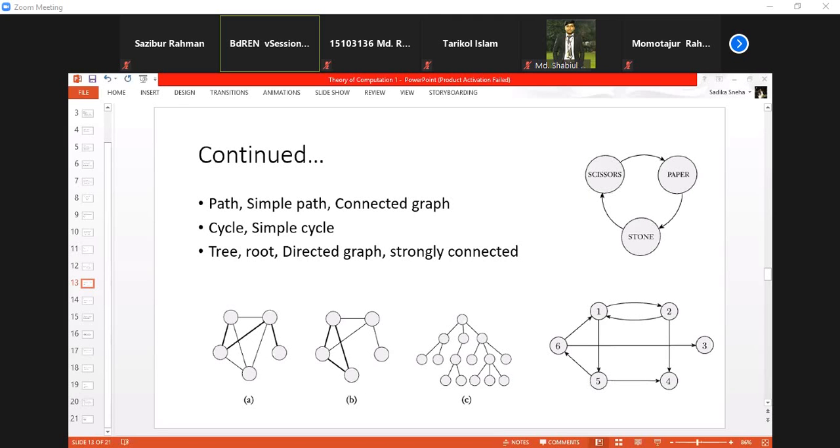Okay, so what is a simple path? A simple path is a path that does not repeat any node. So this can be considered as a simple path because it is not repeating any node. But in case, say I am going from, if I want to mark them, how can I write in here?